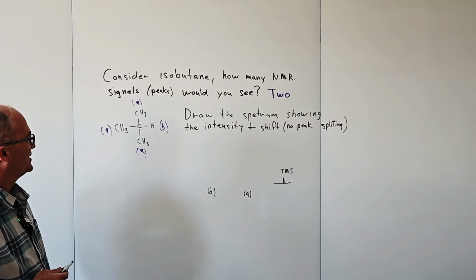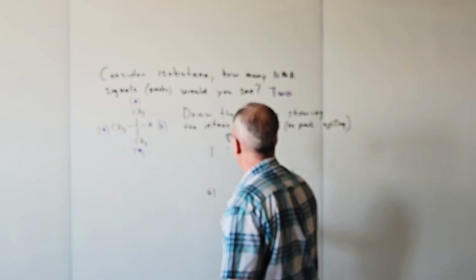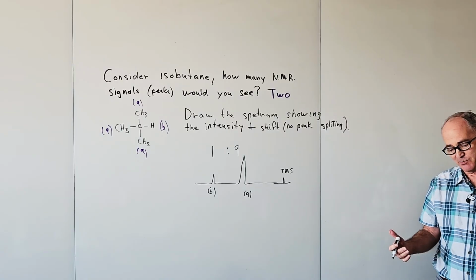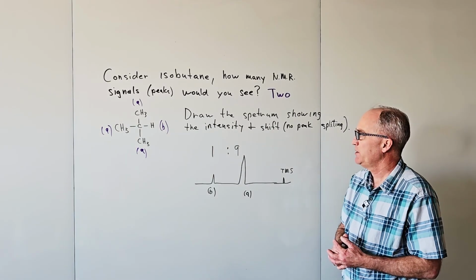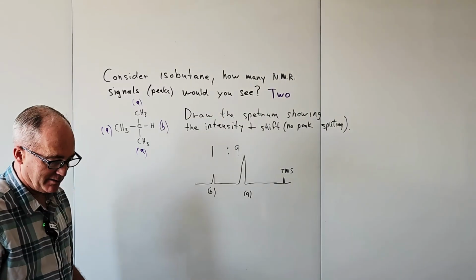Draw the intensity. What's that mean? How many hydrogens are represented here? 9 to 1. This will be very scientific. There's the expected NMR spectrum with no peak splitting, from maybe what we learned the other day.